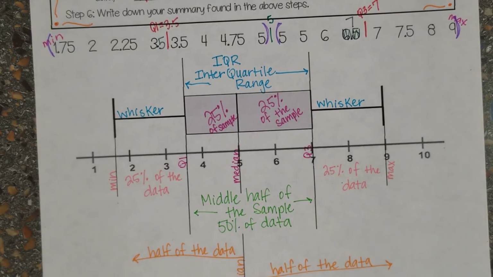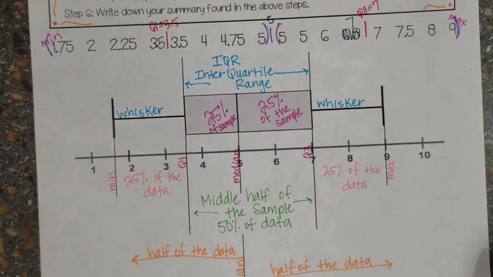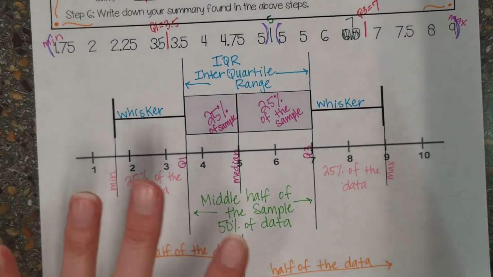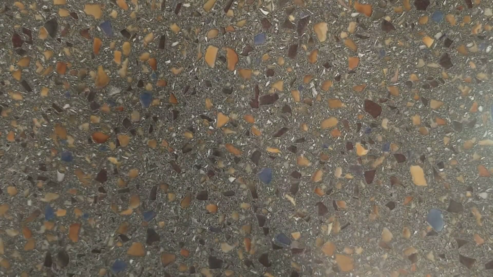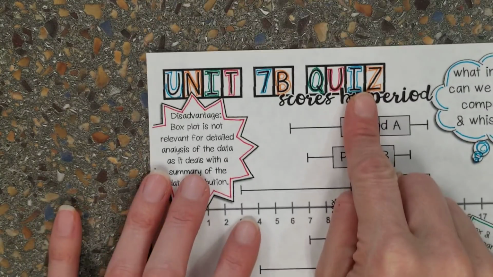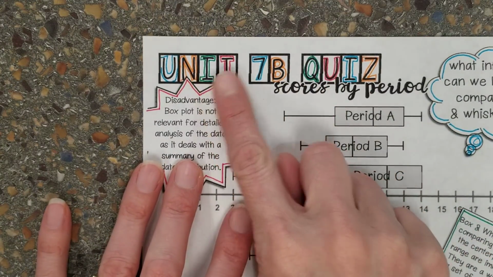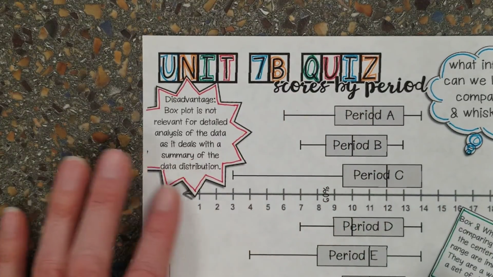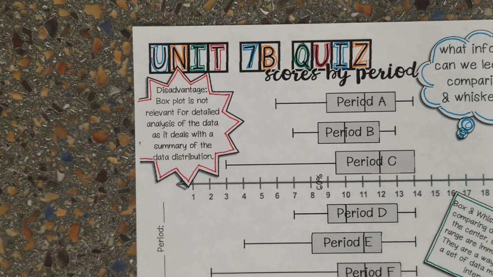Okay, now we're going to use all of this stuff to answer some questions. So now what you need to do, once you've got all that written down, is pull out that extra piece of paper. It looks like this. So up here it says Unit 7B quiz, right here. Unit 7B quiz scores by period, okay? So I took your guys' last quiz that you guys took.